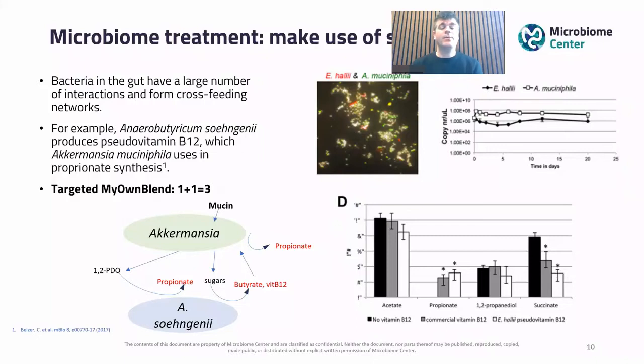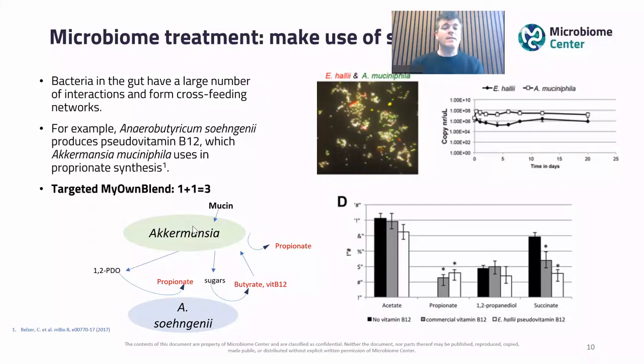And here's one example of a study that showed that there is interaction between Akkermansia and Anaerostipes stringeniae, previously called Eubacterium hallii. And this study showed that Akkermansia can create some metabolites such as 1,2-PDO, which can be used by the stringeniae to synthesize short-chain fatty acids such as propionate and butyrate, and in turn stringeniae produces vitamin B12 that is being used by Akkermansia.